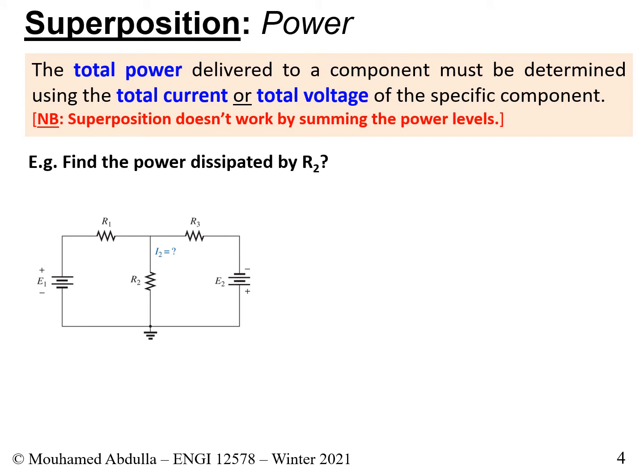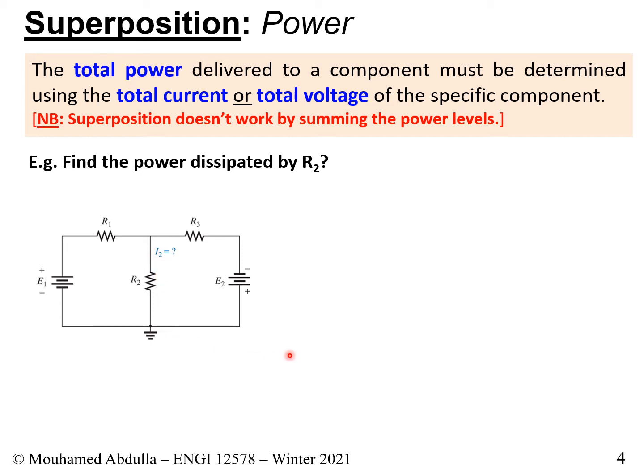So if we, for example, consider the following circuit, we have two voltage sources, this one here and this one here, and a bunch of components that are connected. And we ask you, find the power dissipated by R2. How much power is dissipated by this resistor? We're also interested in finding I2, the current that flows into this resistor.